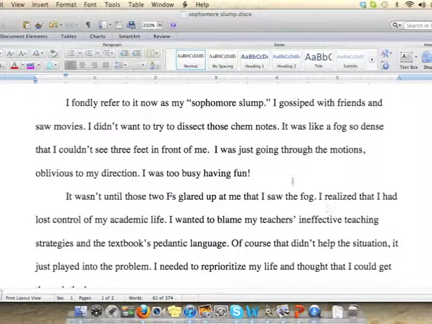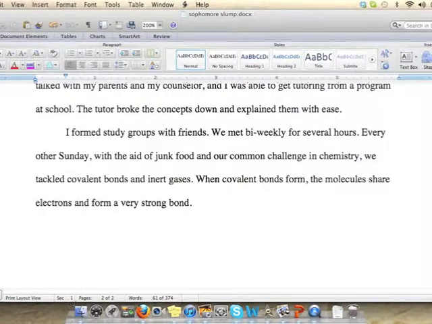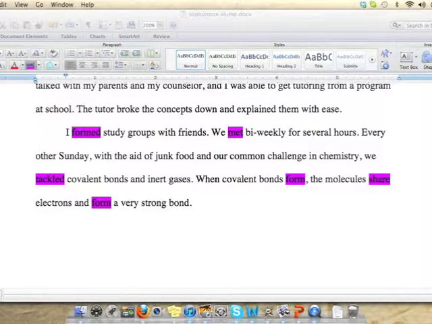Before we finish, I want to take you to the end of this essay where the writer has made some very interesting revisions. I want to show you the strong words that this writer has built sentences around. I'm going to highlight the strong words this writer has chosen. Formed, met, tackled, form, share, and form. These words give the reader a very clear picture of the writer's experiences and goals.